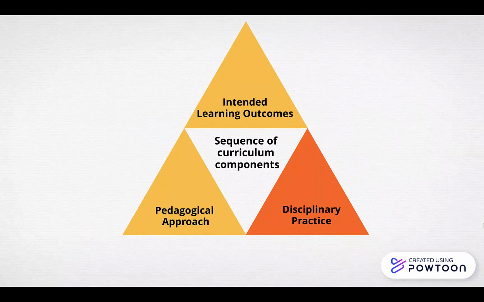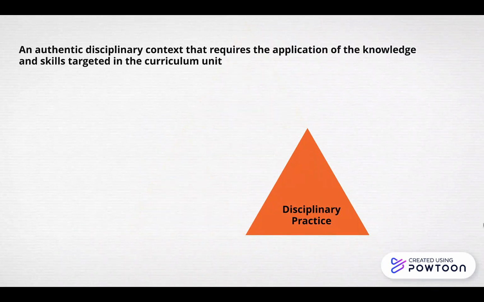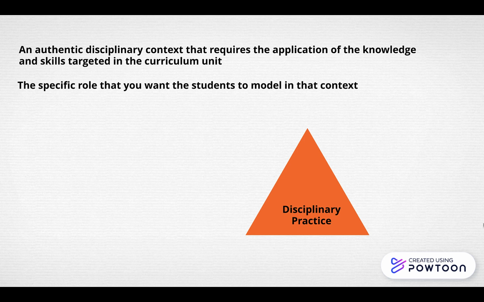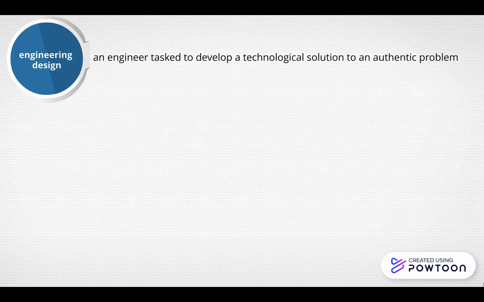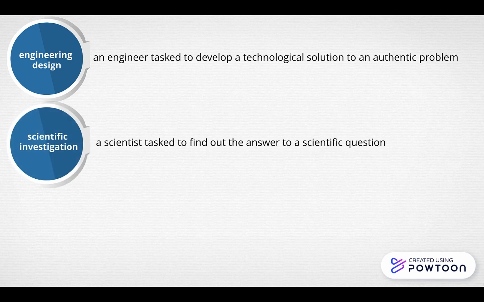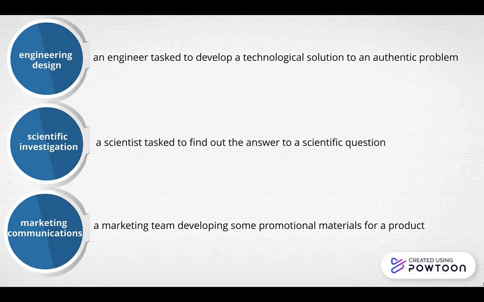The next step in the learning design process is to identify an authentic disciplinary context that requires applying the knowledge and skills targeted in the curriculum unit, and the specific role that you want the students to model in that context. What the targeted role is expected to do in such contexts is referred to as disciplinary practice, DP, in the LDT framework. Examples of DP include engineering design, an engineer tasked to develop a technological solution to an authentic problem; scientific investigation, a scientist tasked to find out the answer to a scientific question; marketing communications, a marketing team developing some promotional materials for a product, etc.